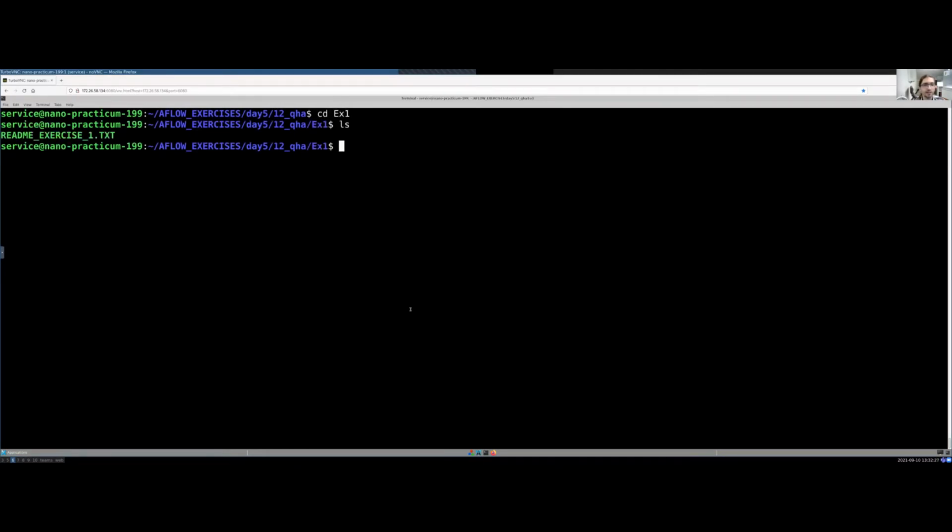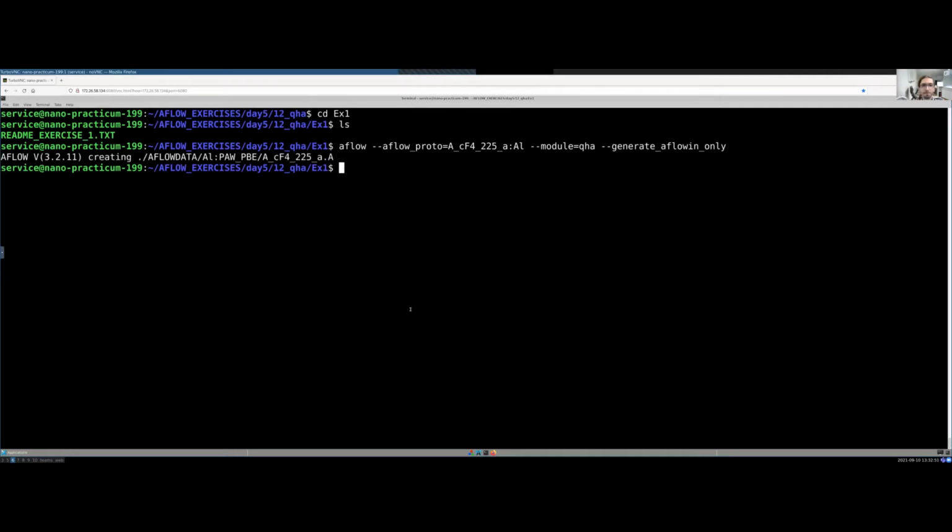the idea is to set up a QHA calculation for simple aluminum, and you're supposed to use familiar prototypes. So we use aflow --proto CF425A aluminum. We want to use QHA, so we specify module QHA, and we do generate AFLOW only. And after it's run, you get a directory created for you.